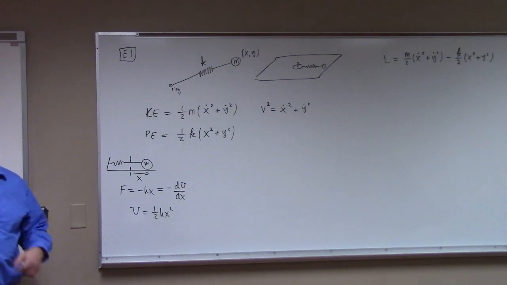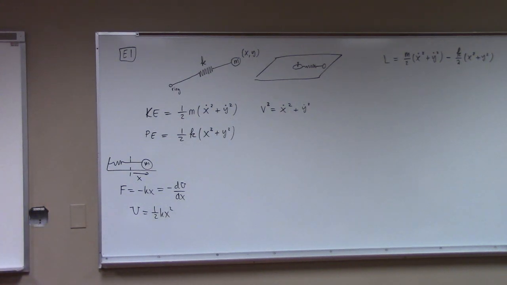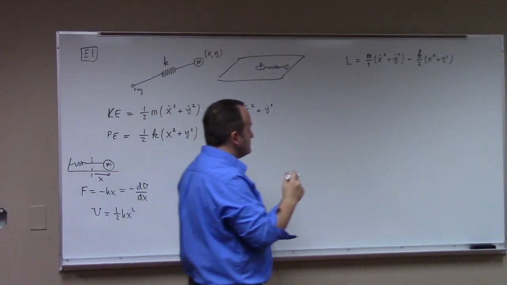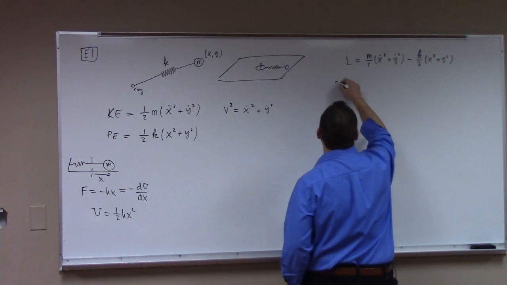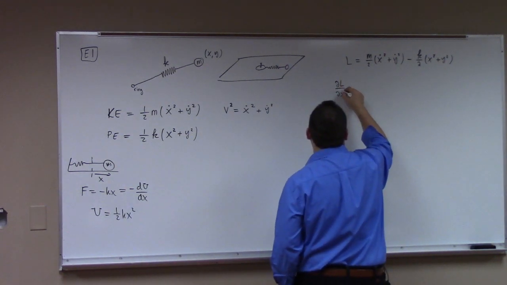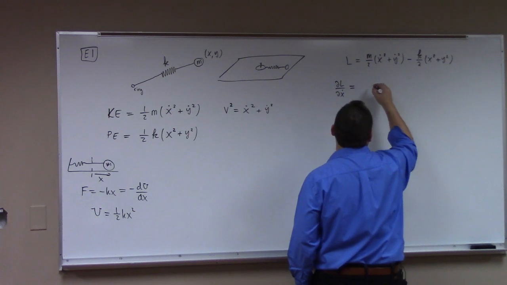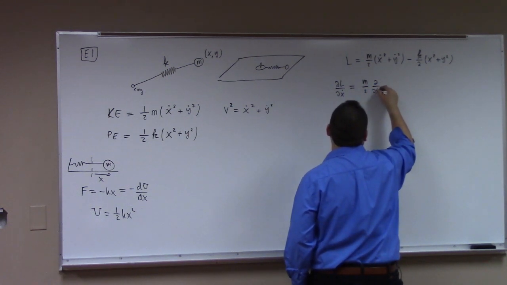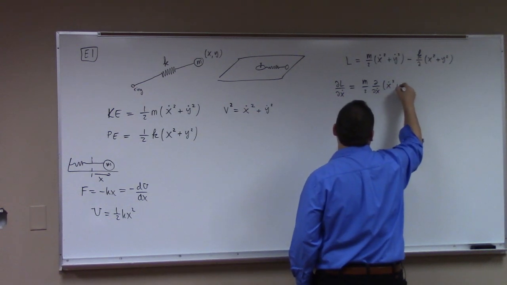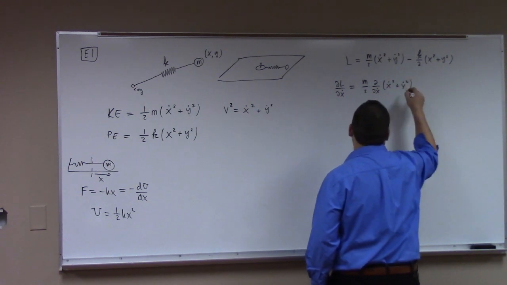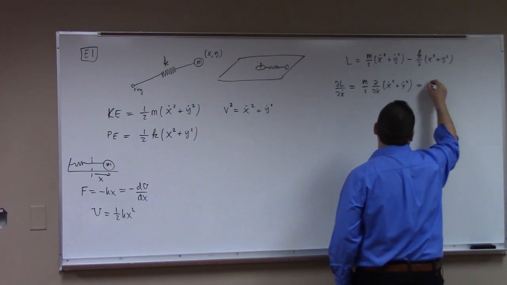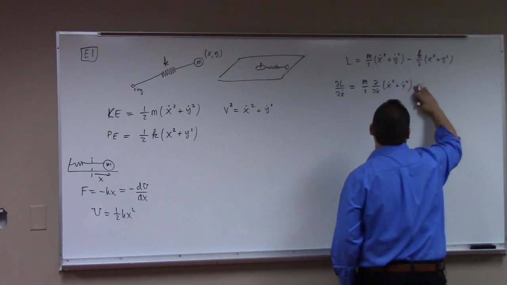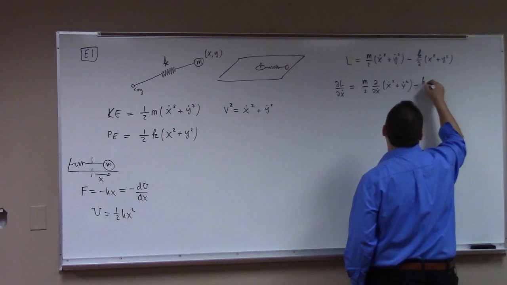And now we can find the equations of motion by calculating the Euler-Lagrange equations. What are they? So partial L partial x dot is what? It is m over 2 partial x dot of (x dot squared plus y dot squared). How do you partial differentiate with respect to x dot? Just like you think. And oh, plus this over here. Fine, I'll write it out.